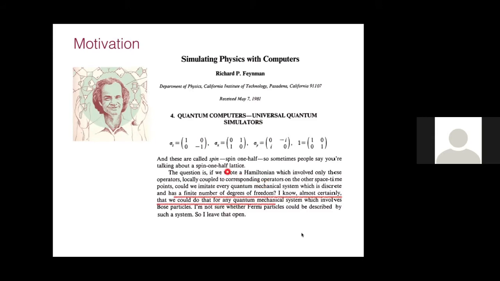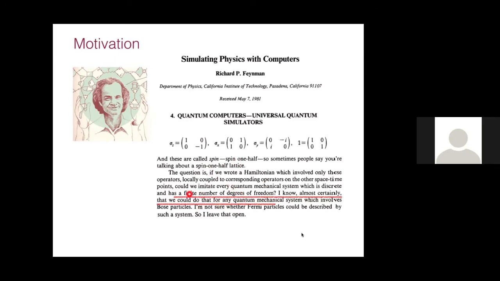If we wrote a Hamiltonian which involved only these operators, that means quantum spin-half operators, coupled to corresponding operators at other space-time points, so every space-time point has these quantum spin-half operators, could we imitate every quantum mechanical system which is discrete and has a finite number of degrees of freedom? He says he knows almost certainly we can do this for any quantum mechanical system which involves Bose particles, but he's not sure about fermions. So in a sense, this is exactly what quantum computers are going to help us with, if we can formulate theories.